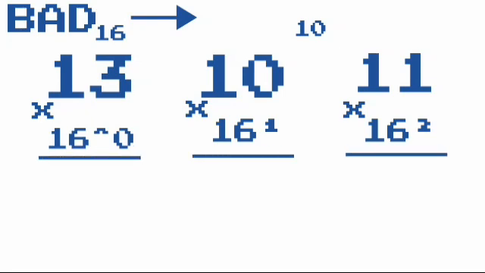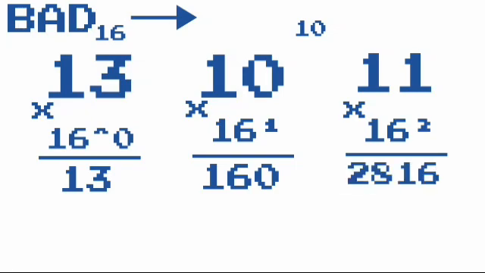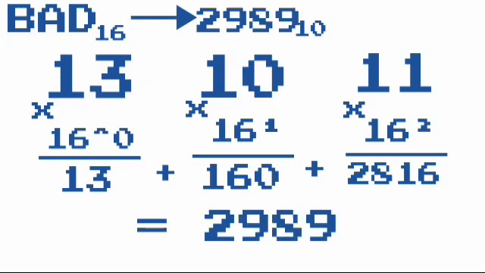13 times 16 to the 0 power is 13. 10 times 16 to the first power is 160. 11 times 16 to the second power is 2816. Get the sum, so it's 2989.